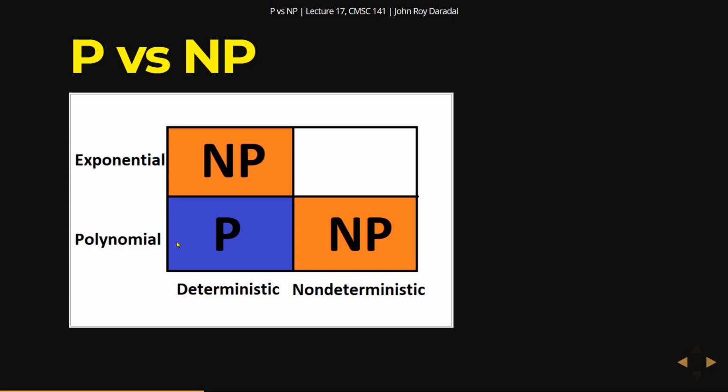If you try to imagine it in a grid: deterministic computers in polynomial time, that is class P, and deterministic computers that take exponential time, that is NP. But if it's non-deterministic computers in polynomial time, that is NP. That is the difference between P versus NP. They both run in polynomial time, but P runs in polynomial time on a deterministic computer, while NP runs in polynomial time on a non-deterministic computer, if it existed.